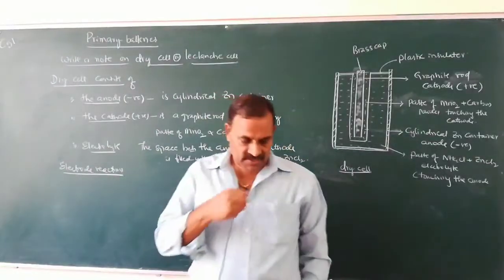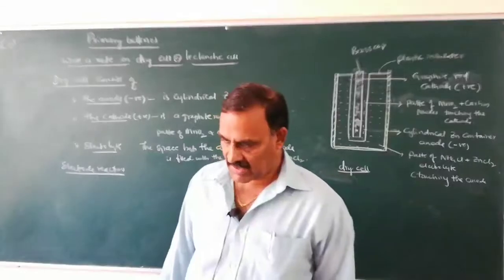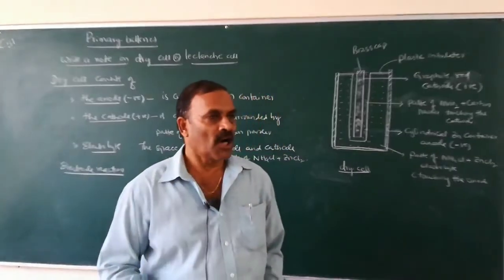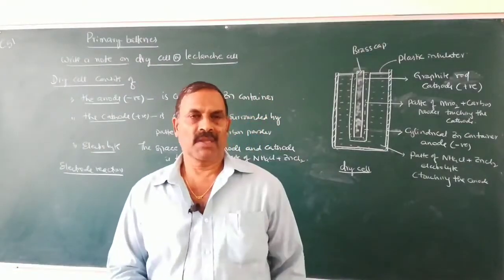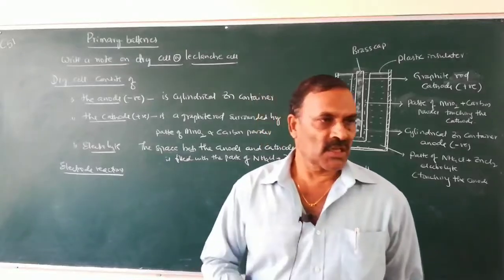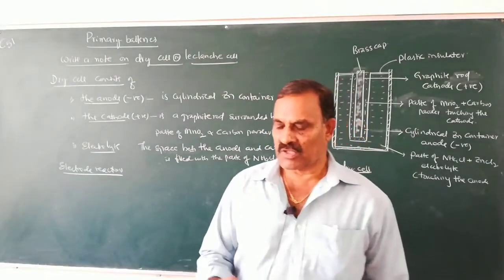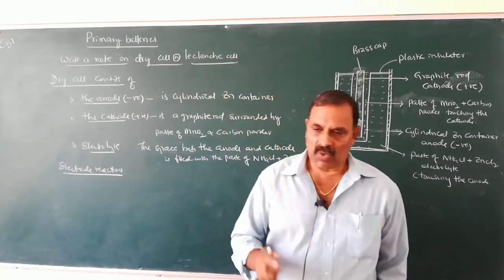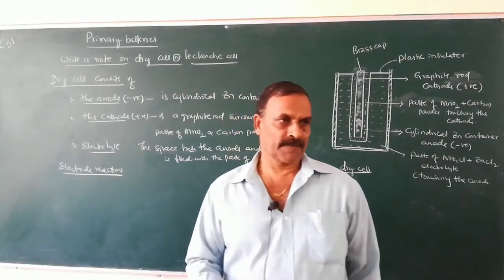So, dear students, yesterday we were studying batteries. What are batteries? Batteries are the portable source of electricity. So, batteries are the electrochemical cells which are used as portable source of electricity. In batteries there are two types: one is primary batteries and number two is secondary batteries.